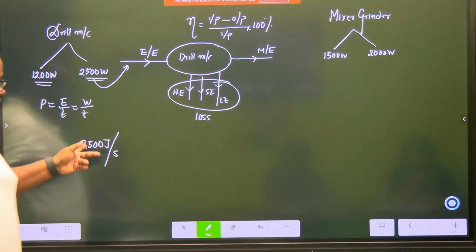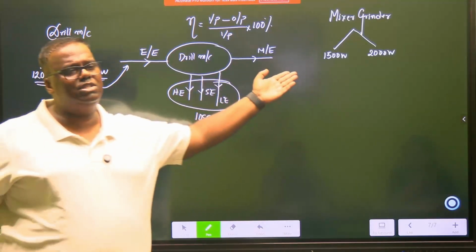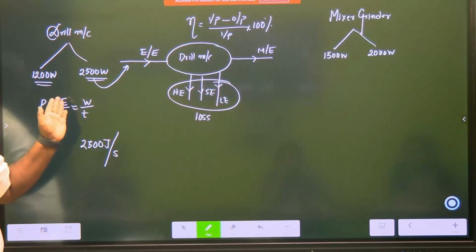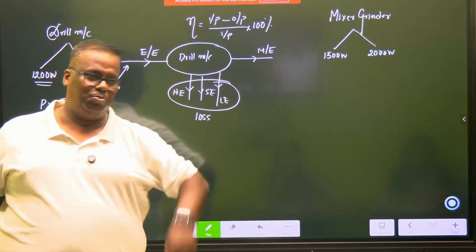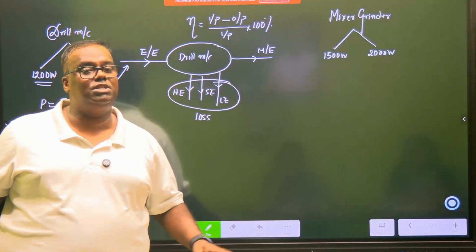See, if it is consuming 2500 joules per second, considering losses, it will also deliver something like 2200 joules per second. Whereas this machine will be delivering something like 1000 joules per second. You're getting double the work, but be ready to pay also. But that pay gets compensated because you are using it for a much lesser time.